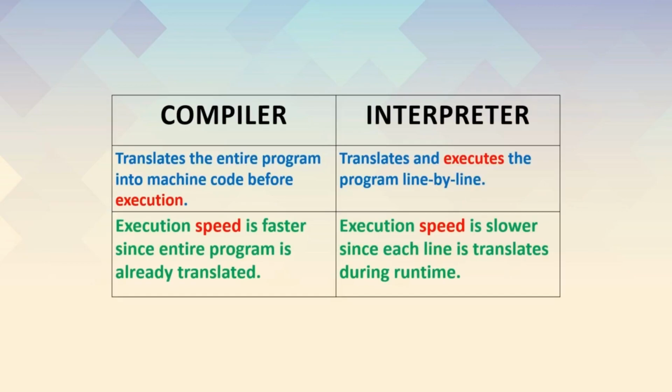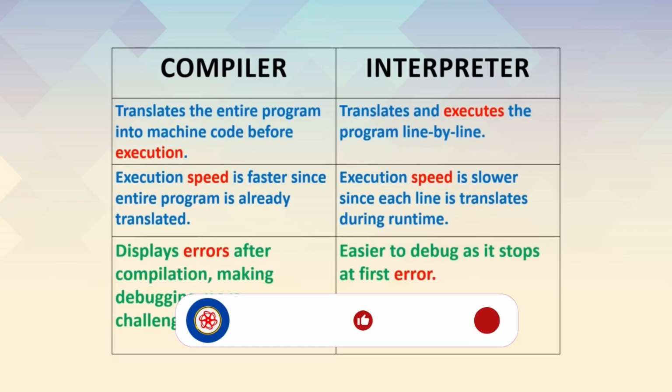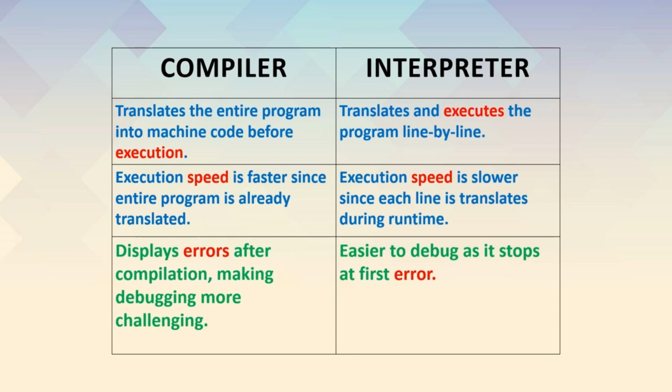Coming to the next point, execution speed is faster in a compiler since the entire program is already translated. In contrast, execution speed in an interpreter is slower than a compiler since each line is translated during runtime. Proceeding to error detection, a compiler displays errors after compilation, making debugging more challenging, whereas it is easier in an interpreter to debug as it stops at the first error.